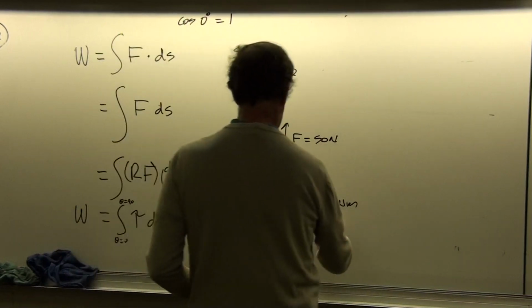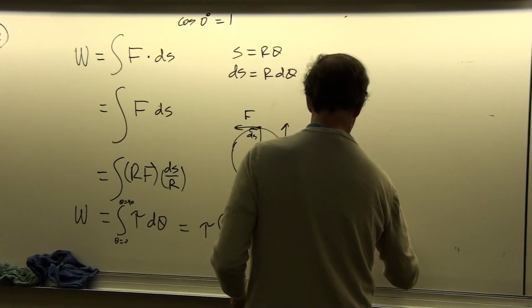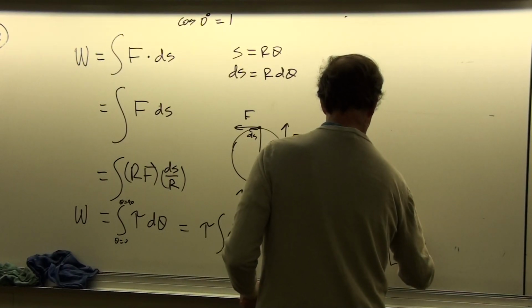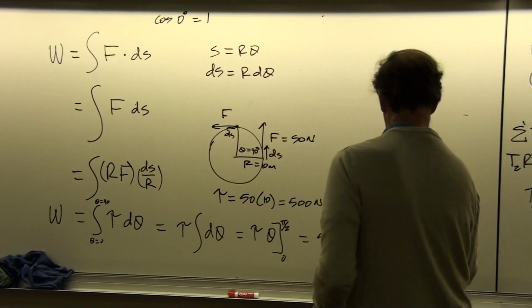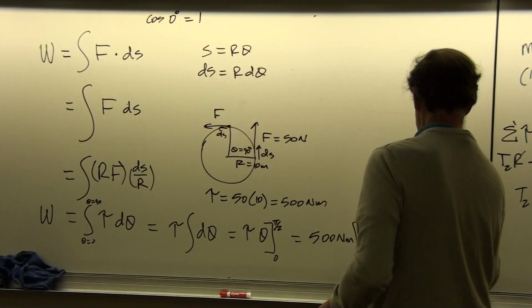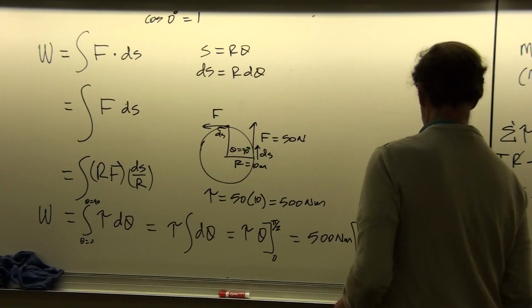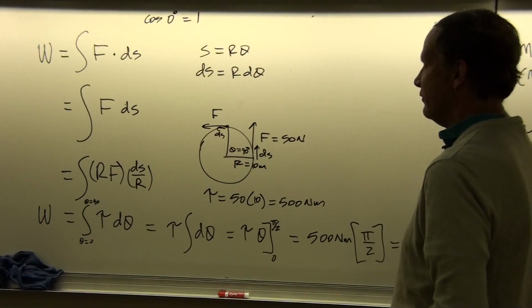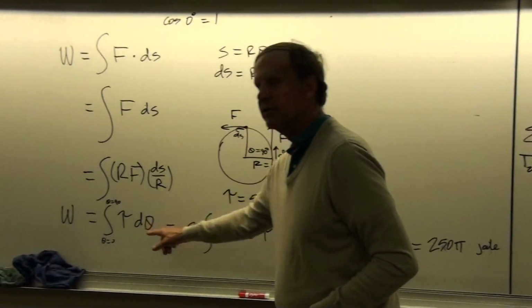So this would give us 500 Newton meters times pi over 2 radians. And so that would be equal to 250 pi joules. So that would be the amount of work that we would do in applying a torque to a certain angle.